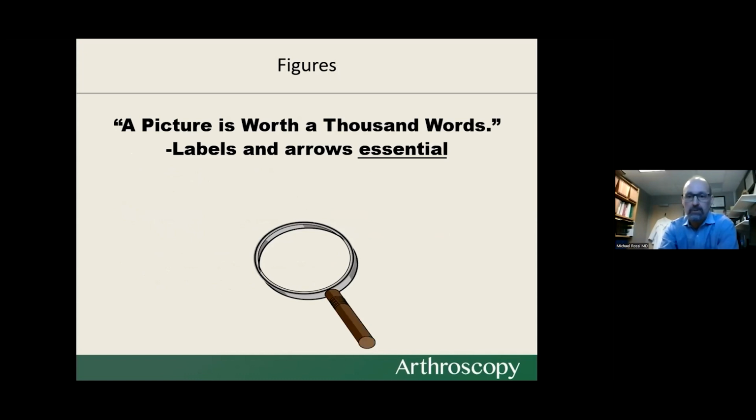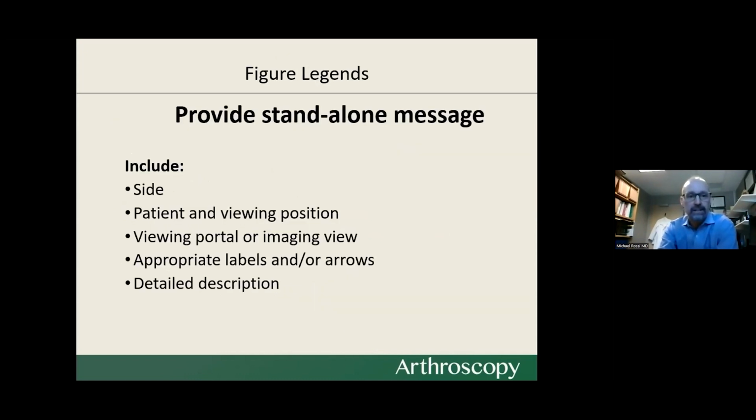Labels and arrows are critical, and especially in arthroscopic surgery, we have to include the side, the patient and the viewing position, the viewing portal or the imaging view, appropriate labels and arrows, and a detailed description.